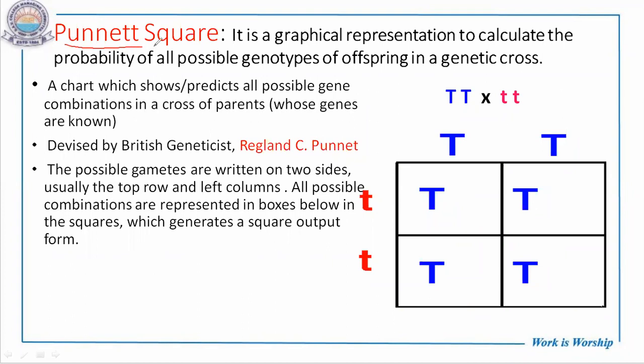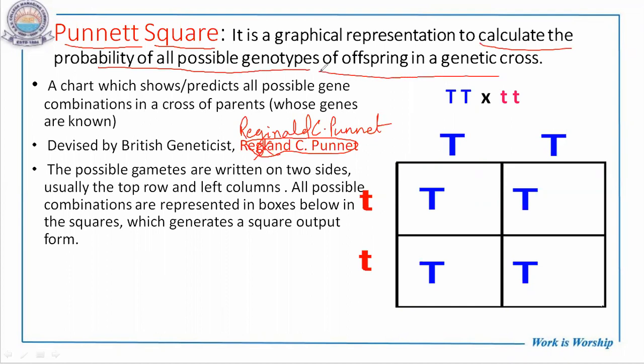Now, first of all, why has the name Punnett Square been given? Because the scientist who discovered this Punnett Square is named Reginald C. Punnett. The spelling is Reginald C. Punnett. Since he discovered this graphical representation, it is used to calculate the probability of all possible genotypes of the offsprings in a genetic cross.